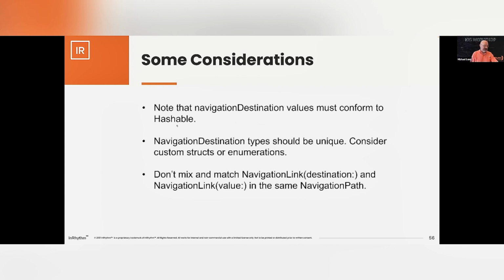Now, there are a few caveats here. Navigation destination values must be hashable. Pretty much you have to be able to tell them apart, so they have to be hashable and equatable. Most of the time, that's not a problem, because if you push a view with strings and integers and things like that on it, those are hashable by default. And adding conformance is not that hard if you don't.